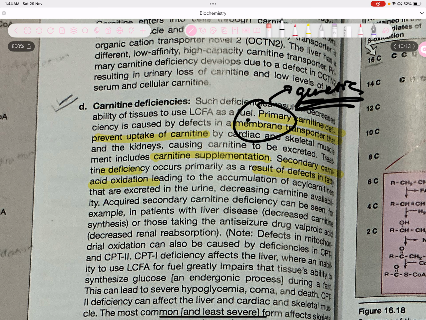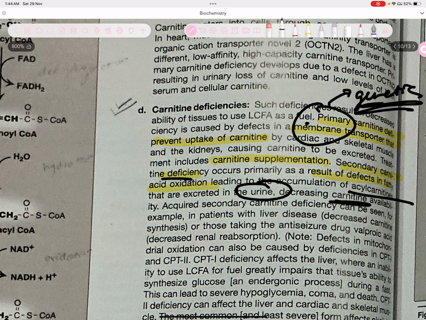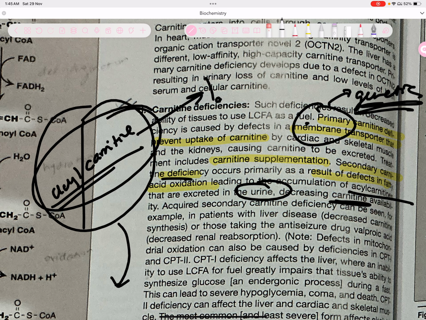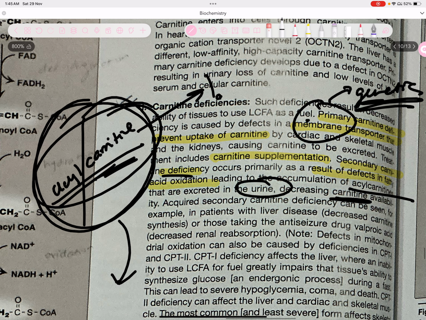Now, in secondary carnitine deficiencies, as I've already mentioned, there is some issue in fatty acid oxidation. Because of this, there will be accumulation of acyl carnitine. When acyl carnitine is accumulated, it will be excreted in urine. Therefore, there will be very little carnitine available. Why? Because beta oxidation is not happening, and acyl carnitine is already formed. But since beta oxidation isn't happening, this is packed together. There's no way for it to dissociate. So when acyl carnitine is being removed from the body through the kidneys and urine, the entire acyl carnitine is removed, and even the taxi is removed.